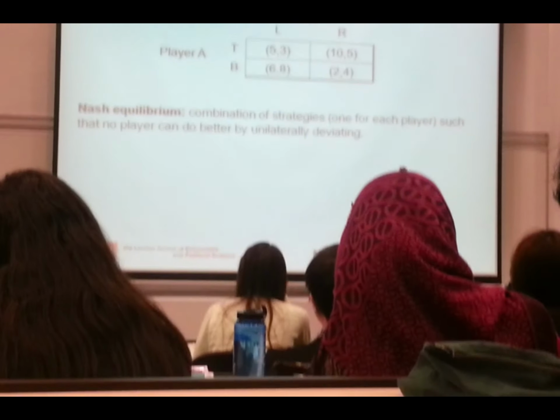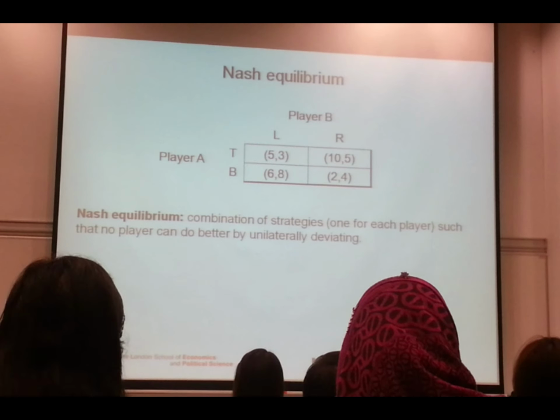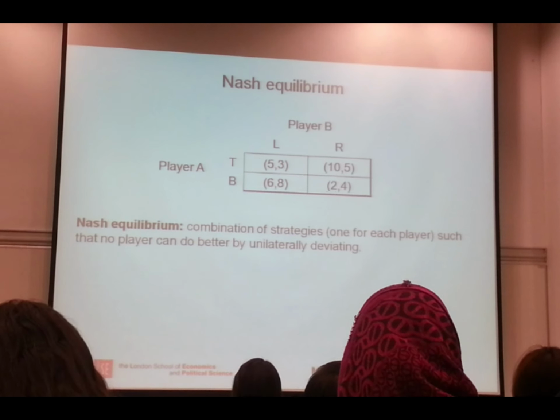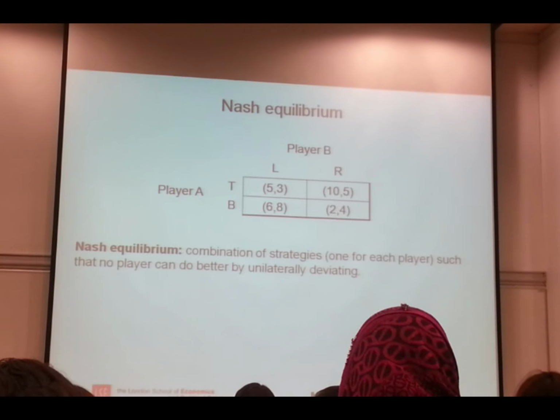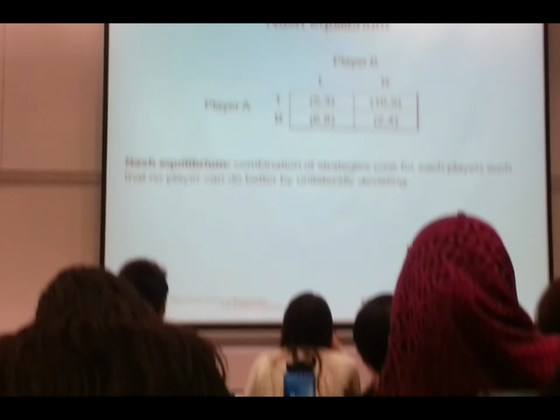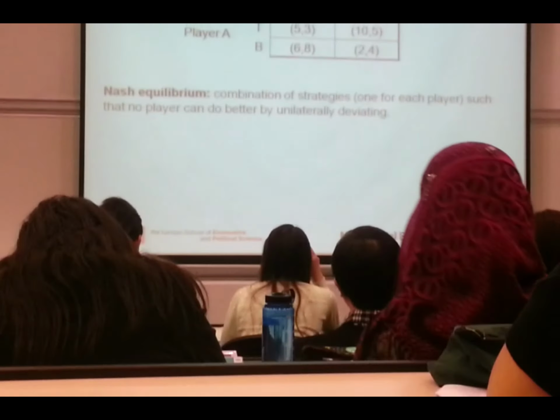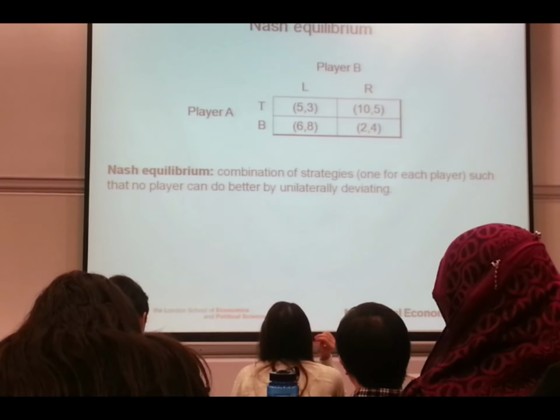What does that mean? Unilaterally deviating means that we take the other strategy as given and we see whether we can do better by doing something else. Okay? So that's the important bit. We take the other strategy as given, and given that other behavior, we see if we can do anything better. Okay? So that is important.